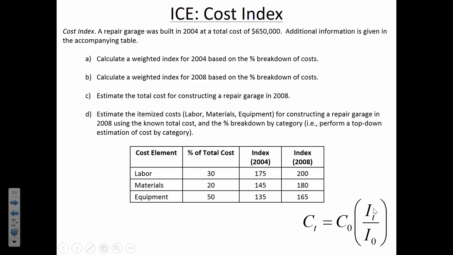So what you need to do is come up with a weighted index for 2004 and 2008. And we've done weighted averages before. The weighted average, remember, is that this percentage is going to be multiplied by the index in that year and added together to come up with the overall weighted average. And the formula here, we're going to be solving for C sub T, where T is 2008. That's when we're trying to find out how much the equivalent garage would cost in 2008.